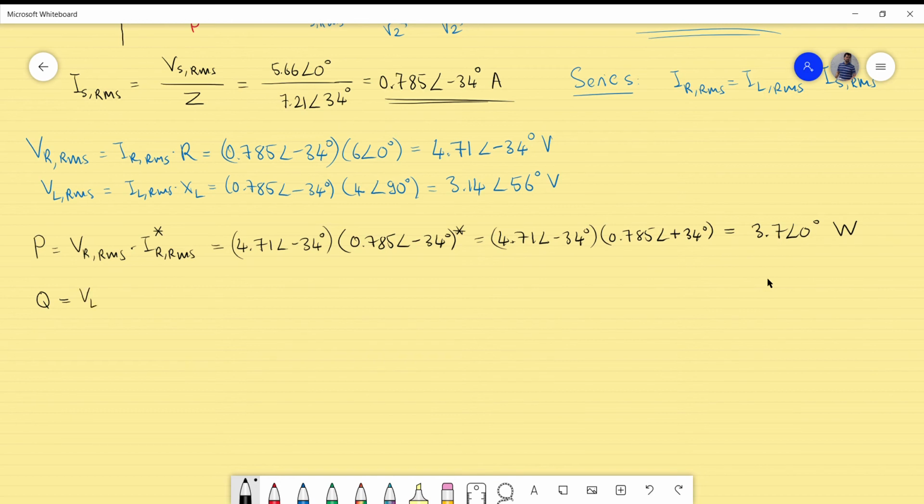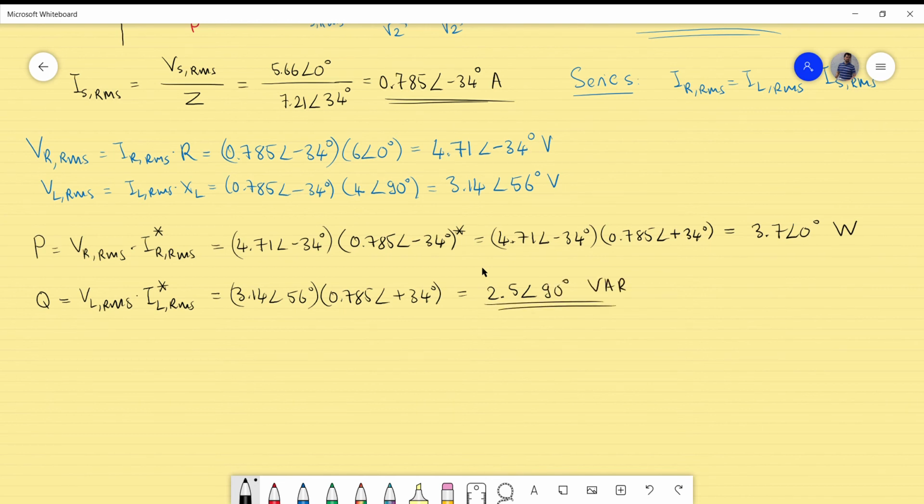It will be VL RMS times IL RMS, again in a complex conjugate value of that. So that will be again the value of the inductor, so that will be 3.14, phase 56 degrees, and I will substitute for the current here directly actually the plus 34. So I will have the following expression. So if you work this out again using the rules for the phasors, you will get 2.5 approximately phase 90 degrees, and it's in volt amperes reactive.